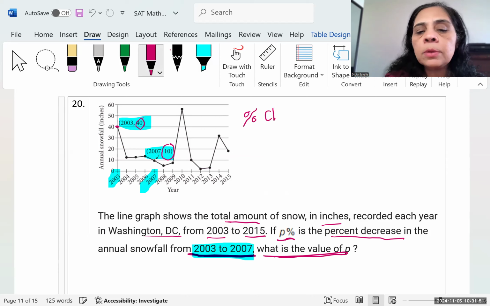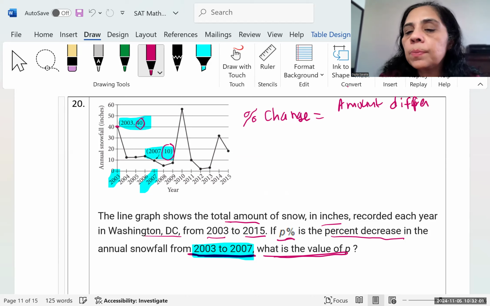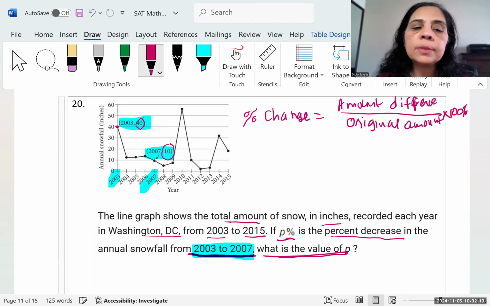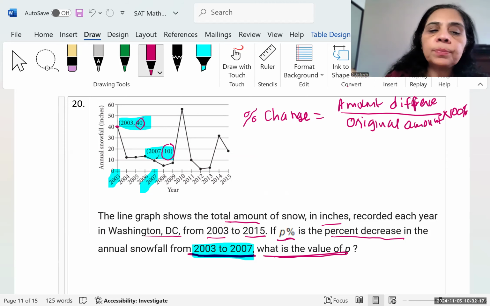Percent change, that's the formula, equals the amount of difference over the original amount times 100, and that will give you the answer in percentage. So whatever the beginning year is, that is your original.